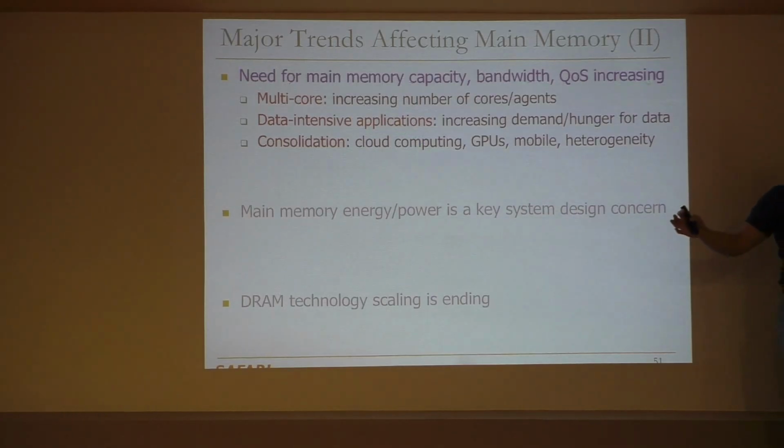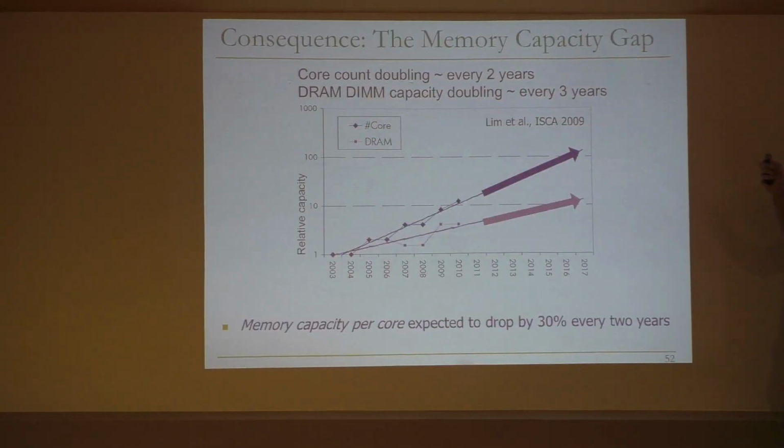Applications are increasingly data intensive. I've given you one example from bioinformatics. I'll give you more examples. And we have an increasing demand and hunger for data, and that's not going to change. And on top of that, we want to consolidate more and more. We want to put multiple workloads on a single system so that we can make things much more efficient. And all of these are driving the capacity, bandwidth, latency, and quality of service, predictability requirements up and up and up. And none of these are going to stop, actually. These are trends that are so fundamental at this point. I'll give you a couple of examples.